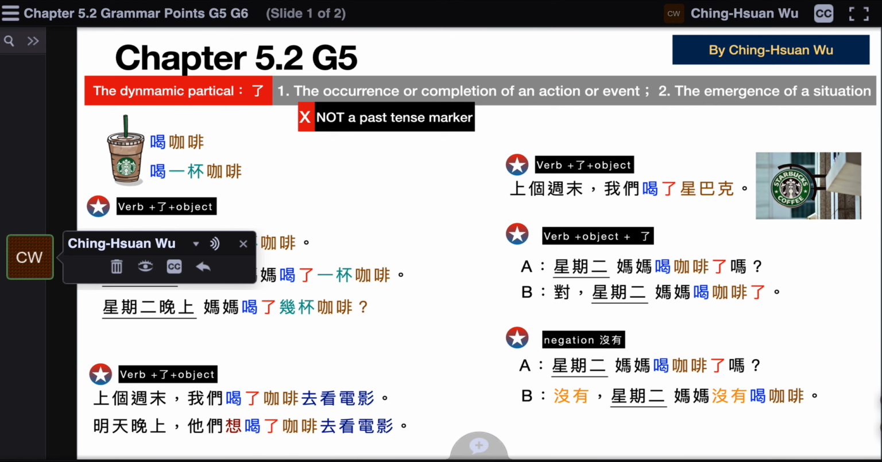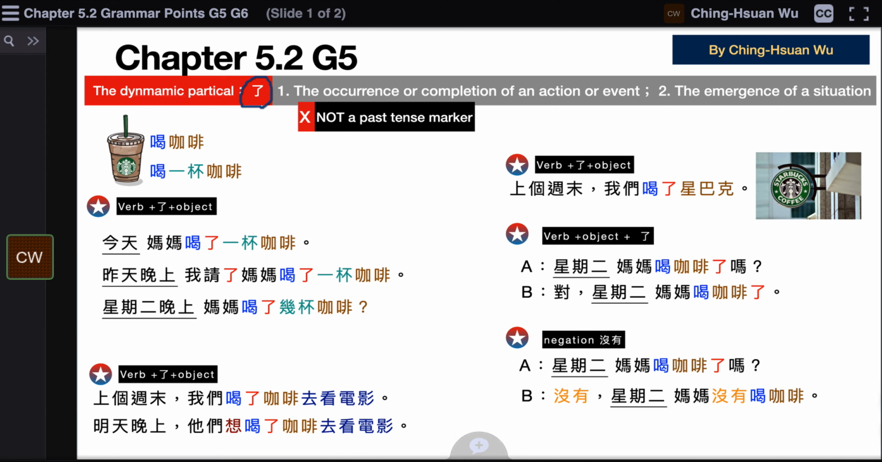The dynamic particle 了 (le) has two usages. The first one indicates the occurrence or completion of an action or event. The action and the event can happen in the past or in the future. Therefore, le is not a past tense marker.